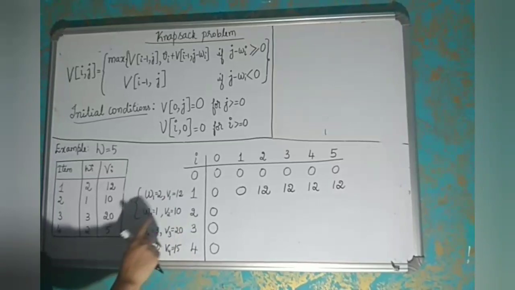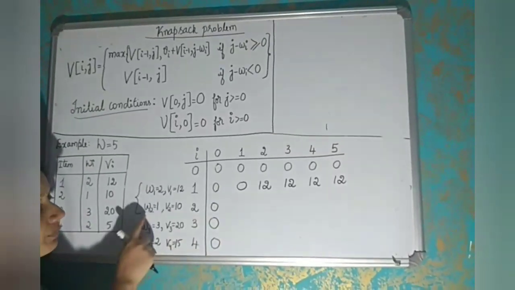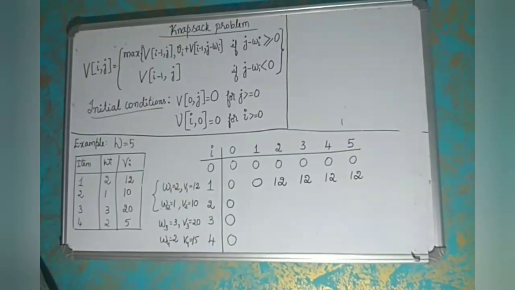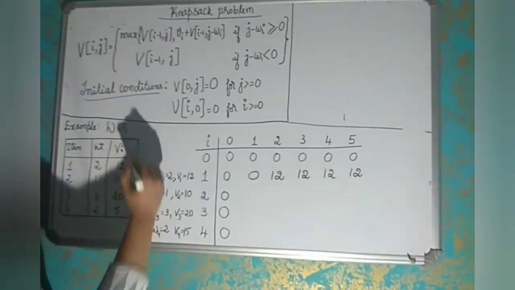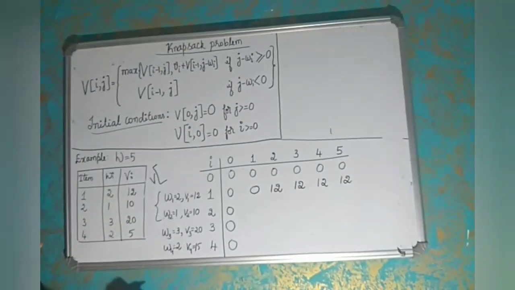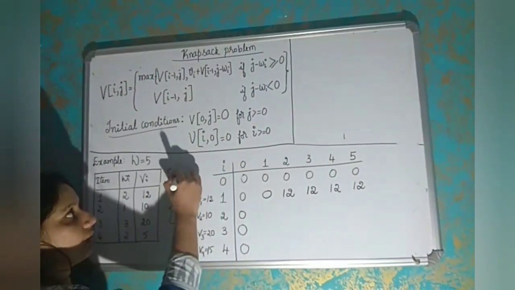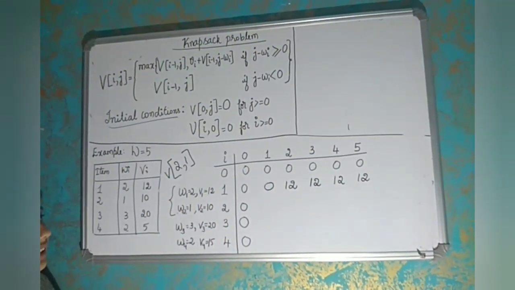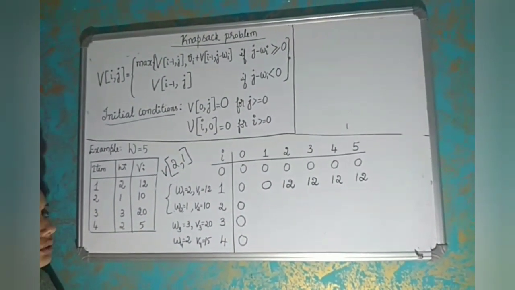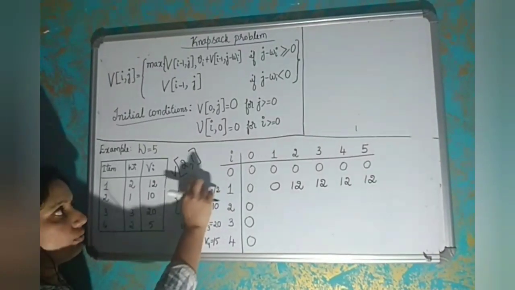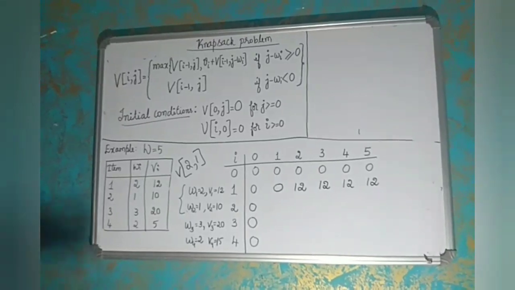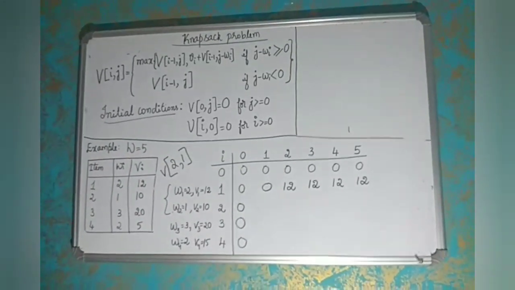Now the first case is W2 equal to 1 and J equal to 1. So here we are finding V of 2 comma 1. So I is 2 and J is 1. We are considering 2 comma 1. When you consider 2 comma 1, how do you find it? You have to see the recurrence relation. Before that you have to see which condition holds good.